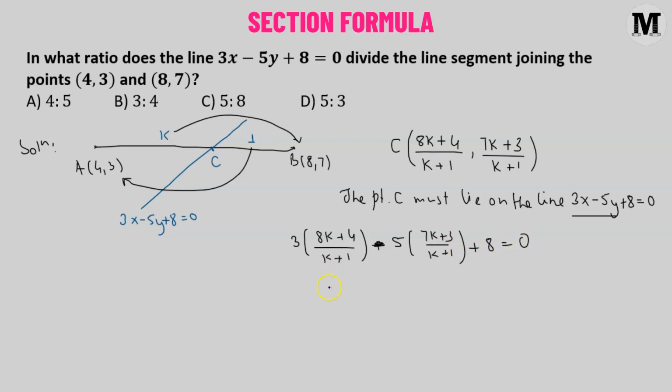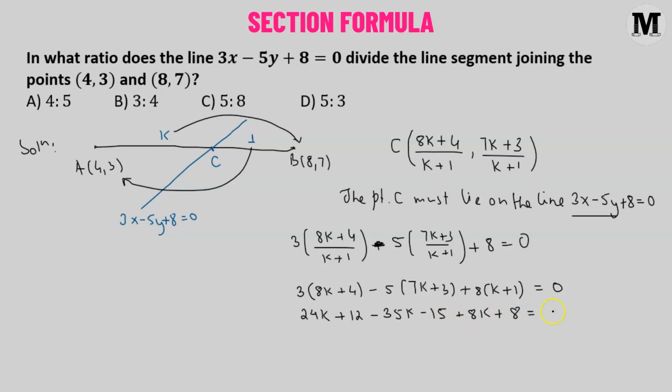So let's do that. Here the common denominator will be k plus 1. So we'll multiply throughout with k plus 1 to get rid of the denominator part. So we have 3 times (8k plus 4) minus 5 times (7k plus 3) plus 8 times (k plus 1), and this will be equals to 0. So let's further simplify. We have 3 times 8k, that's 24k, plus 3 times 4, that's 12, minus 5 times 7k, that's 35k, minus 5 times 3, that's 15, plus 8k plus 8, equals to 0.